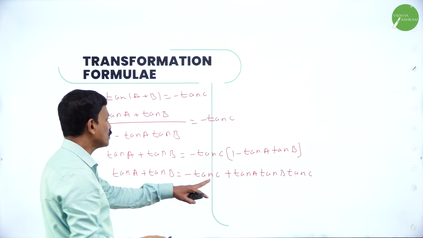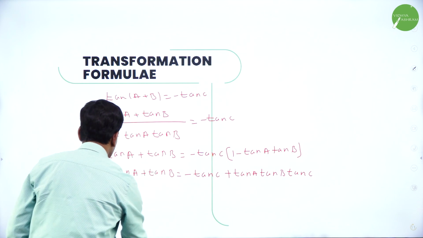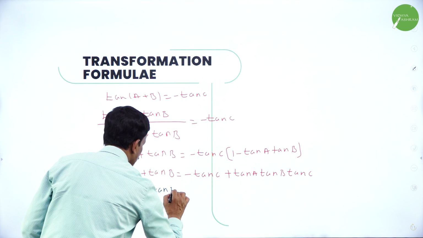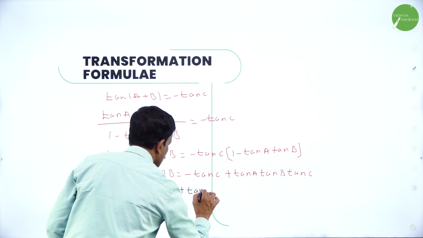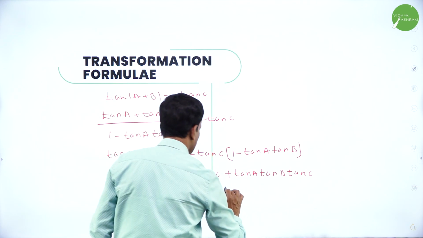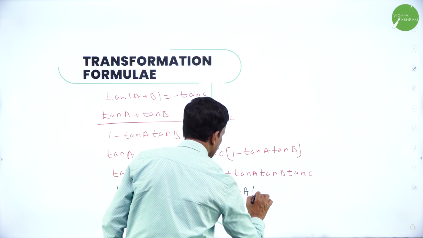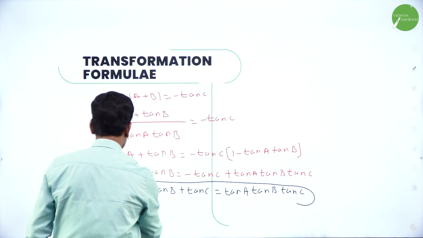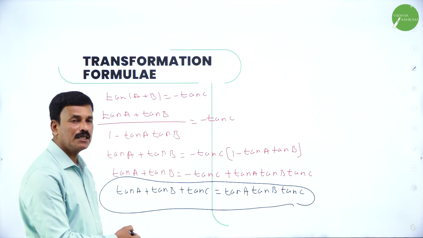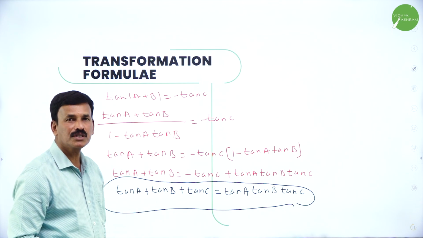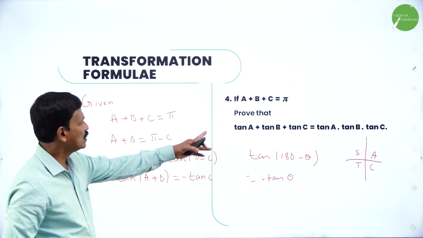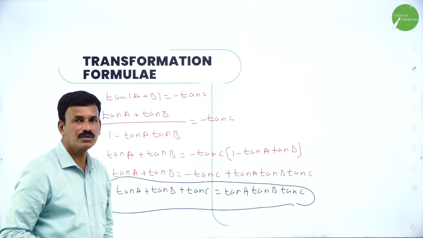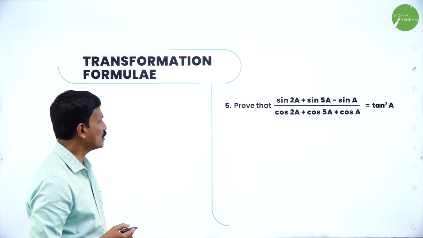Now just transfer this minus tan c to the left hand side. Then what happens? This is tan a plus tan b, minus becomes plus tan c is equal to tan a into tan b into tan c, which is the required answer. So what is to prove? Tan a plus tan b plus tan c is equal to tan a into tan b into tan c. That is the required answer. Hope you followed. Okay. Now move on to the next problem.